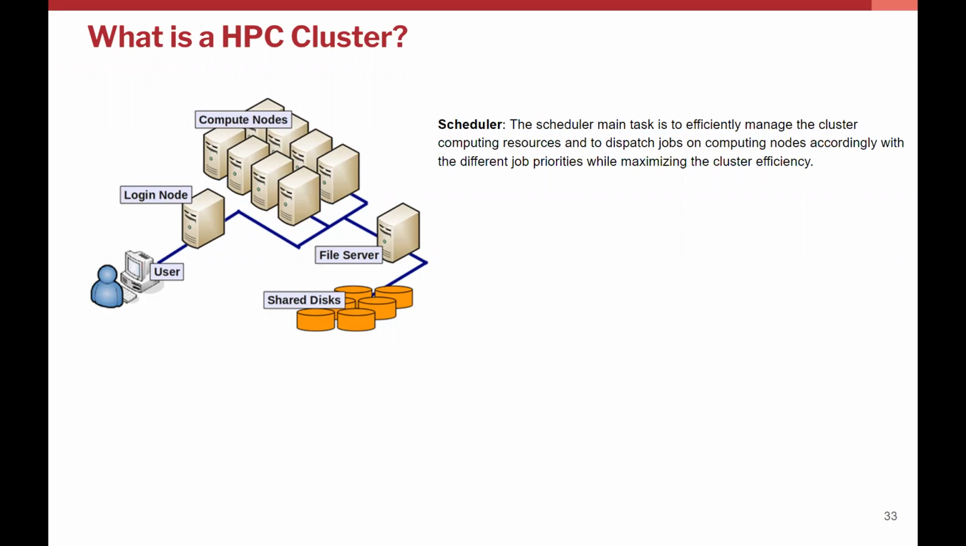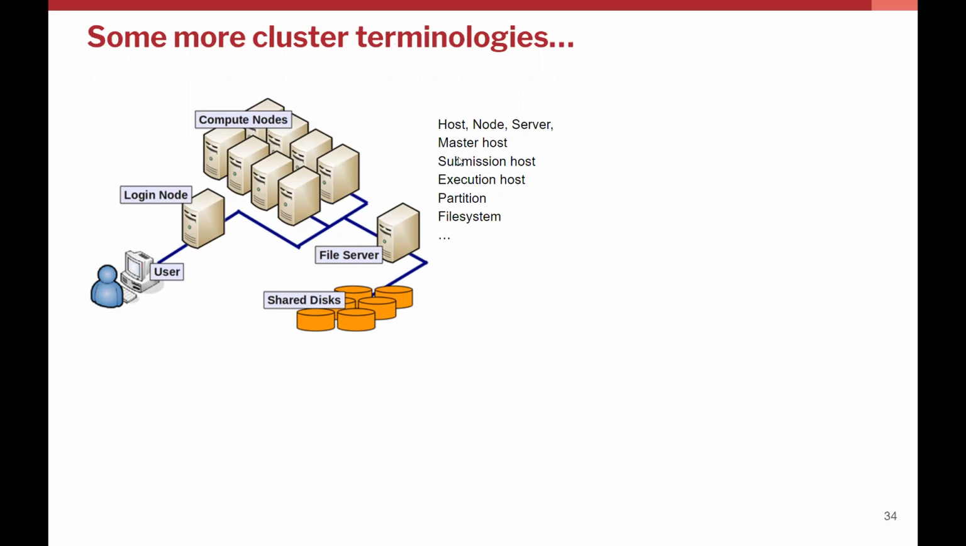So here are some other terminologies. The first three words are just fancy words for a computer. Master host: systems that perform all the coordination. Submission host: remember when we log into o2.hms.harvard.edu, you end up logging into a login node. So that's the submission host. Execution host is just another name for a compute node. Partitions are queues.